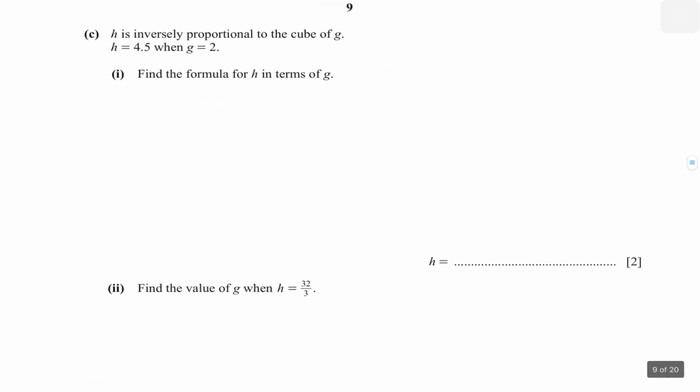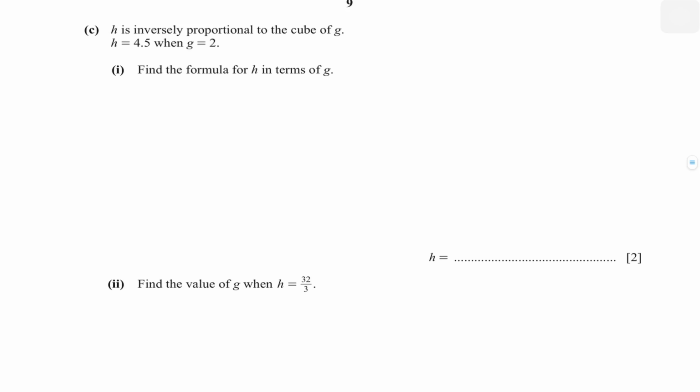There's another part. So here we have h, which is inversely proportional to the cube of g. So that means h is equal to k upon g cubed, and h is equal to 4.5 and g is equal to 2. So 4.5 equals k upon, what's g? g is equal to 2. So let's not forget to cube it. If I want the value of k, I'm going to take 4.5 and multiply it by the cube of 2, which is equal to 8.